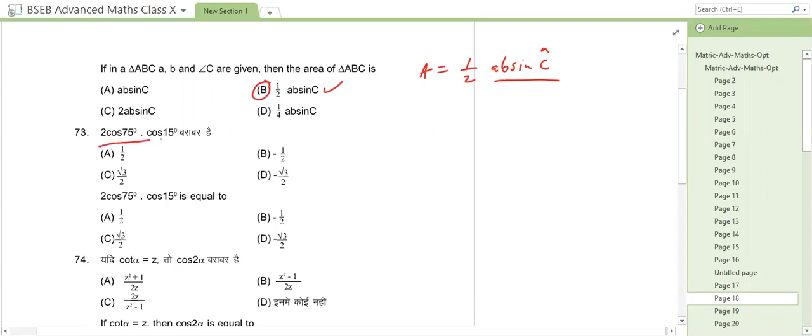2 cos 75 cos 15. 2 cos 75 degrees cos of 15. Let's say that is 2 sine 15 cos 15. See that? 15 degrees plus 75 degrees equals 90 degrees. For a cos, we get a sine. That's 2 sine 15 cos 15, double angles. That's sine of 30 degrees, which is equal to half.